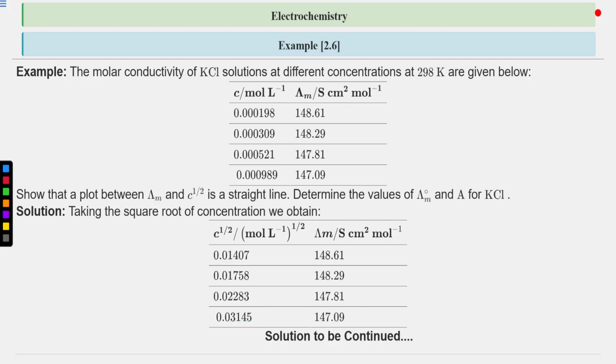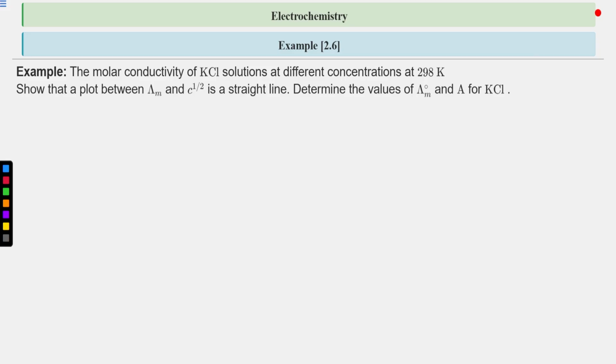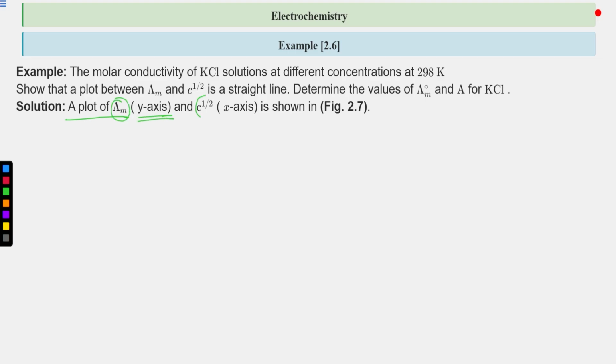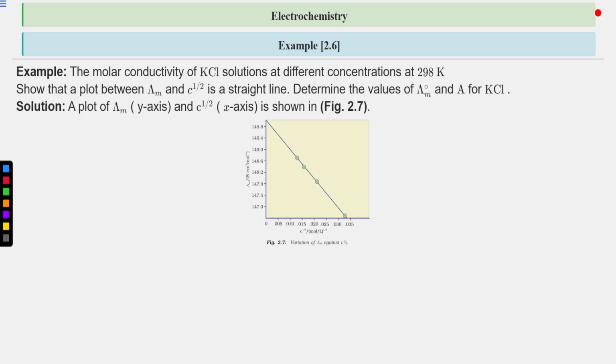let's see the solution. So for a plot of the lambda m, the molar conductivity, which will go on the y-axis, and the concentration power half, which will go on the x-axis, is shown in figure 2.7. This figure gives the variation of the molar conductivity against the concentration under root. At the y-axis we have molar conductivity, at the x-axis we have concentration under root. You can see we are obtaining a straight line, and these points represent the concentrations we have in the table and their respective molar conductivity values.